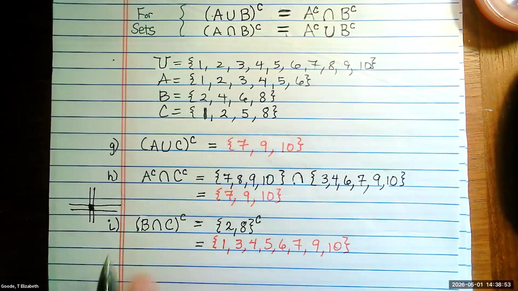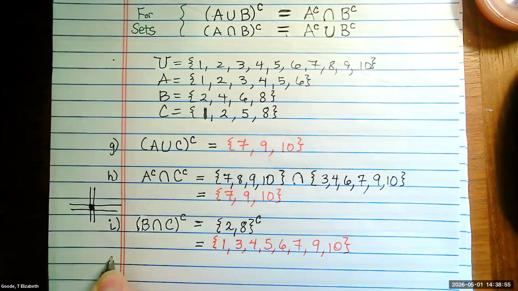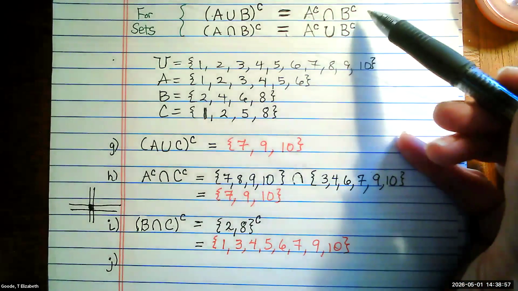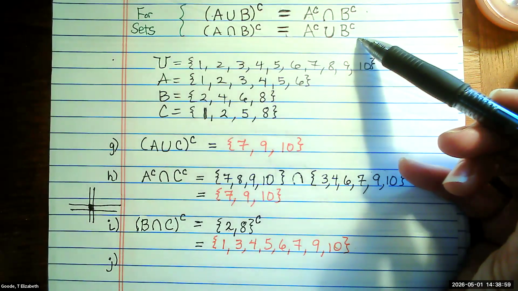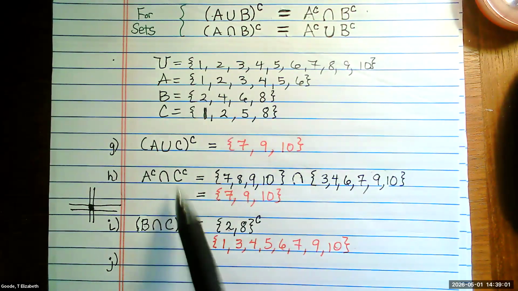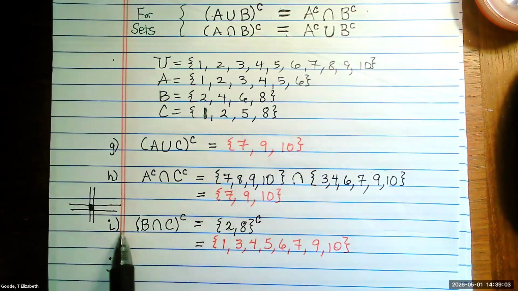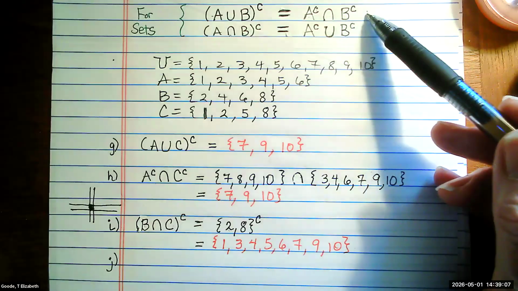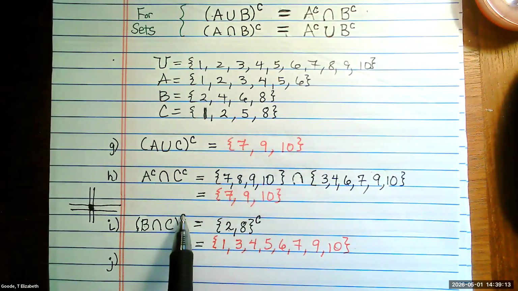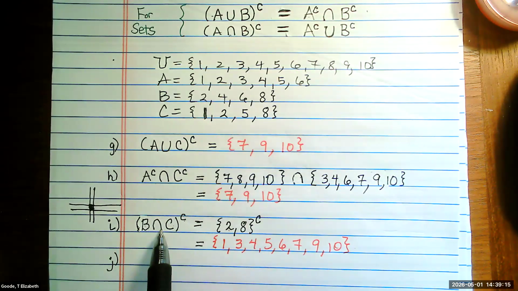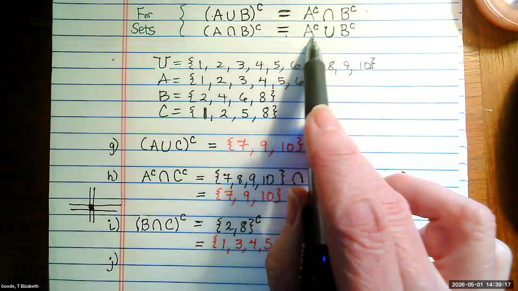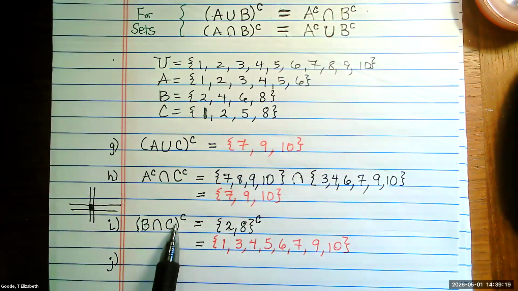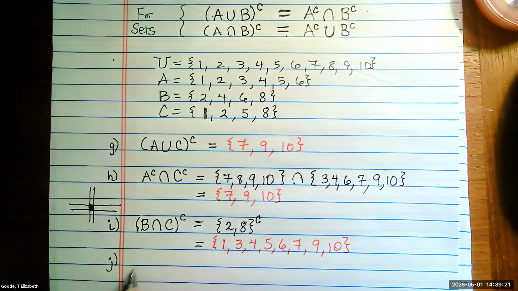So which De Morgan's law are we going to try to work with? The first one or the second one here? Because we want to parallel what we did in G and H in these two parts. We're going to work with the second one, because we're going to distribute the complement across the intersection. So this set should be the same as what set?